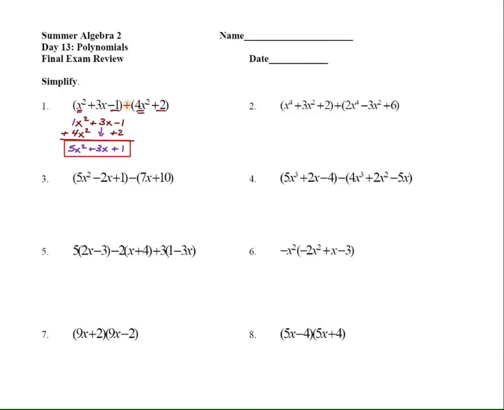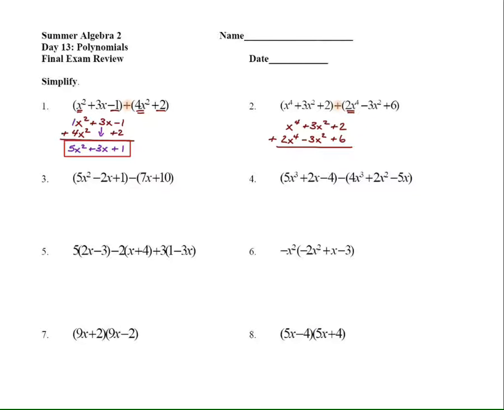So similarly with number 2, looking at the terms I have there, I want to add those two expressions. So I'm going to line them up vertically. So I'm going to write the first one, and then I'm going to add the second expression by stacking the like terms with each other. If there are terms that don't have a like term, we'll talk about how to do that in the next problem. But right now we have x to the fourth, x squared, and a constant term.